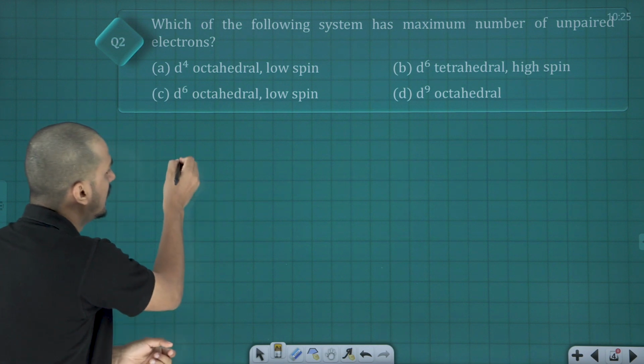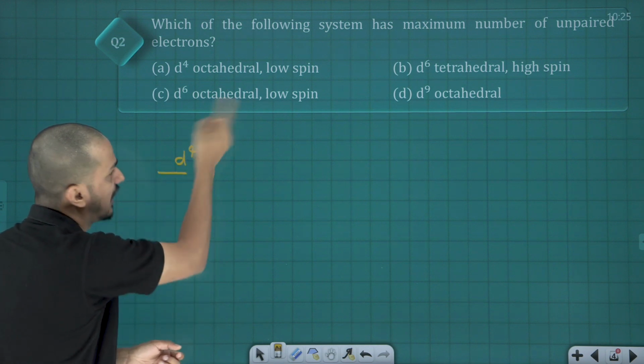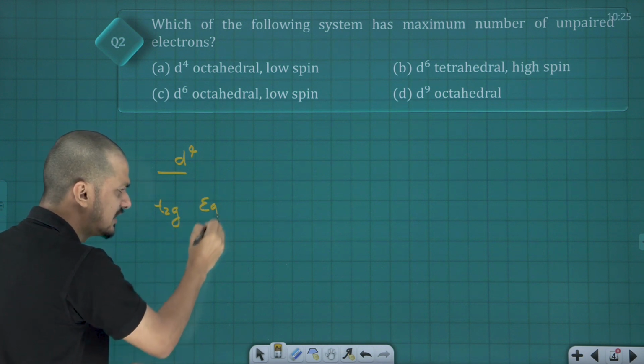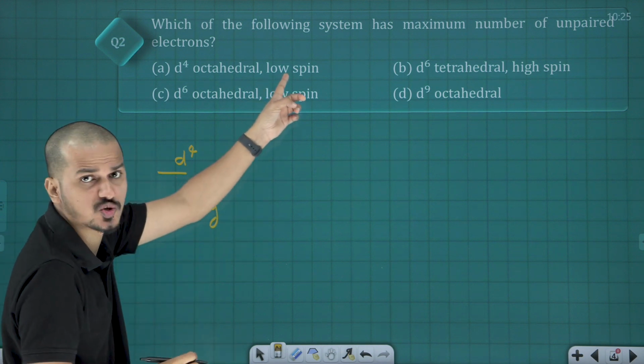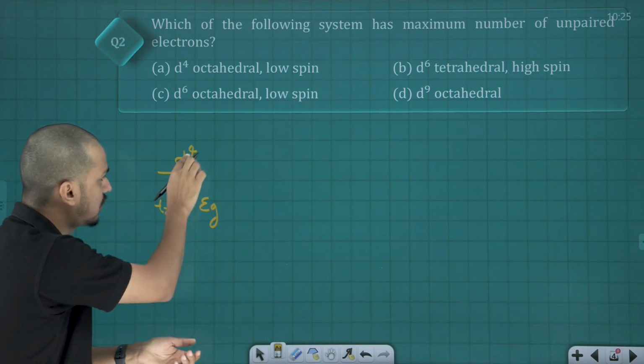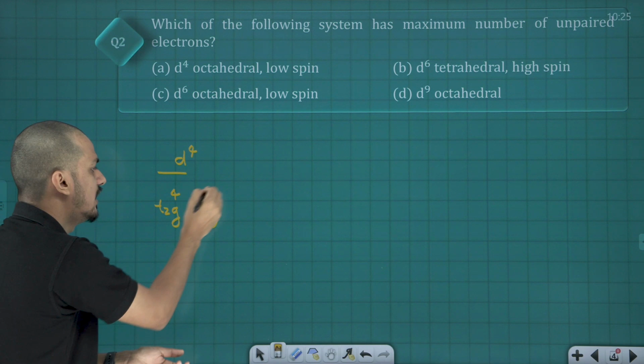What about the first one? d4 octahedral. Octahedral means t2g, eg. Like that only they are going to split. They are low spin. Low spin means pairing will be taking place. So in t2g, total 4 are there. So t2g 4, eg 0.